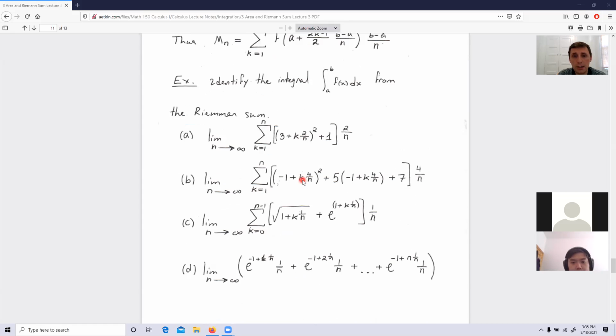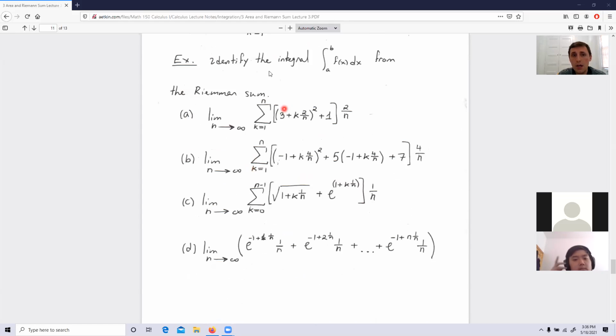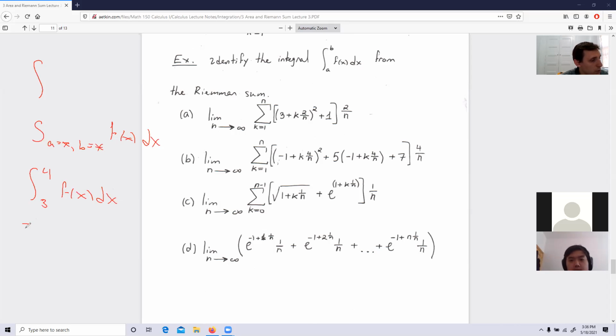So now here, guys, in this example, a through d, you have to translate this Riemann sum into the integral formula. Instead of the summation symbol, you can use s. So when you type the answer, you can say s, and then a equal to a number, b equal to a number, and the function dx. For instance, if I have the integral from 3 to 4 of f(x) dx, and you want to type that, you can say s 3 4 f(x) dx. You can type something like this, and I would understand if you can figure it out. Good.